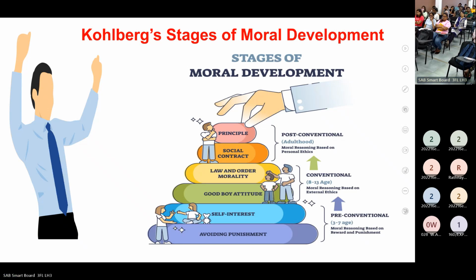Right? So Kohlberg mentioned 3 to 7 age as the pre-conventional age. Right? Pre-conventional age. Right? So don't look at this. Just imagine.